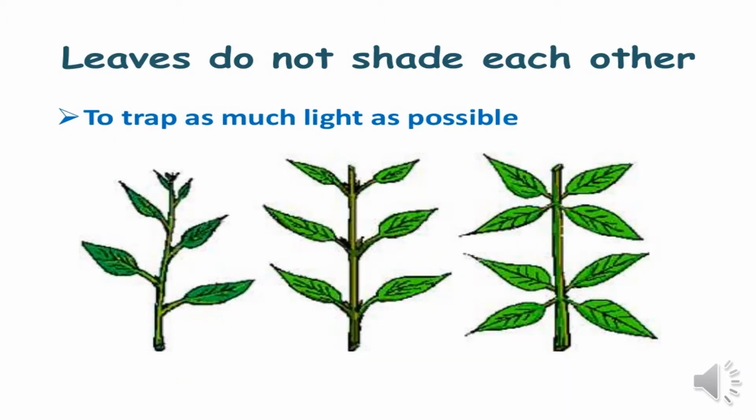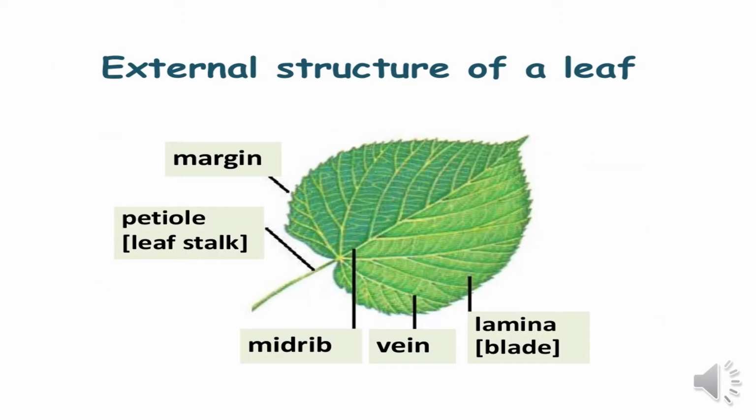So leaves do not shade each other. They just maximize their surface area to trap the maximum possible light for the process of photosynthesis. Veins basically consist of vascular tissues, the xylem and the phloem, for the transportation of food and water. Towards the stem and the root, there is the transport of food through the phloem, and towards the leaf, there is the transport of water and minerals from the soil by the xylem.